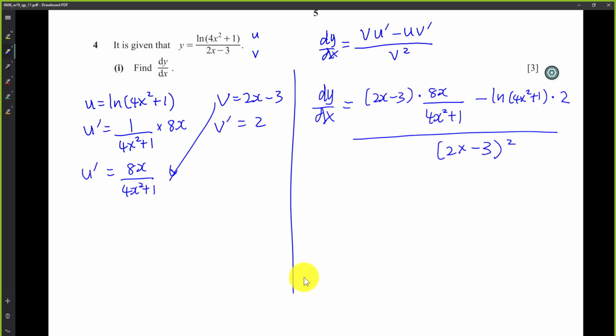I'm not recommend you leave your answer in this form. So normally I will want to do one more step to actually simplify it. But I think you can leave in this form is not mistaken, because only 3 marks. If you simplify, it's going to take you some time.